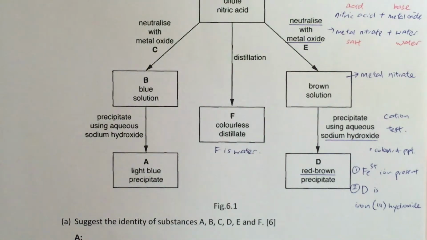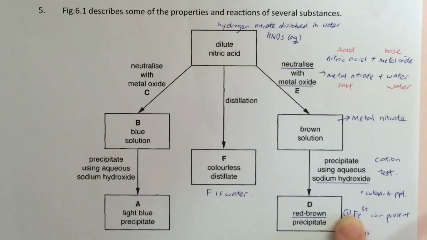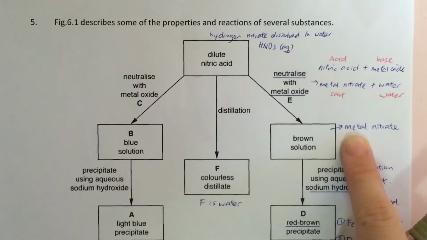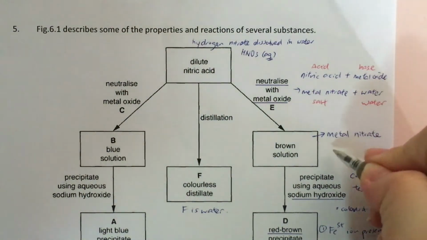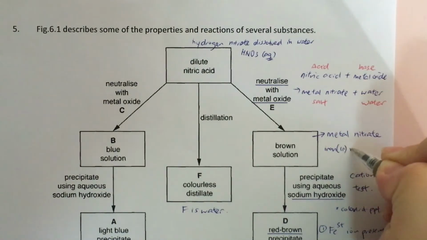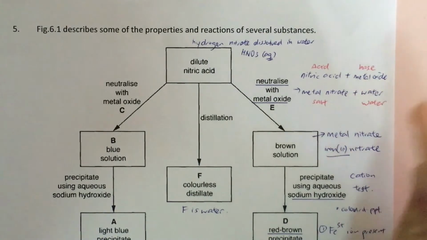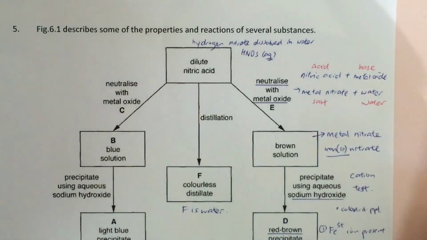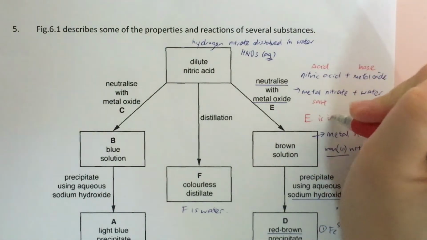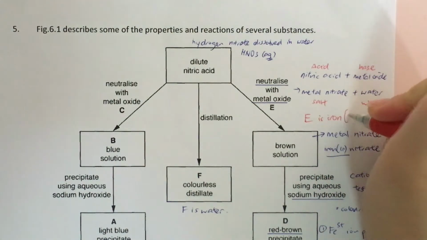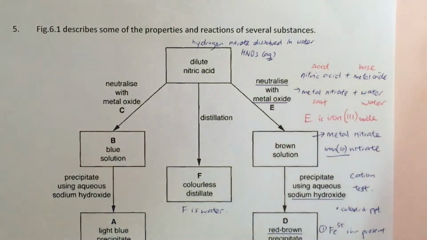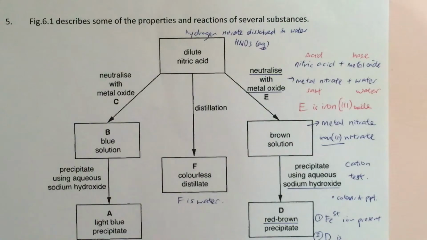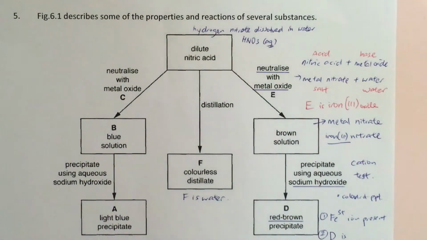Okay, so after doing this, we have figured out what D is. Now we move back up. If we know that it is iron 3, and we look back upwards, our metal nitrate would then be iron 3 nitrate. And if I have iron 3 nitrate formed, then my oxide will be iron 3 oxide. So E is iron 3 oxide. So when you write it systematically in this way, you are able to find the answers easier later.